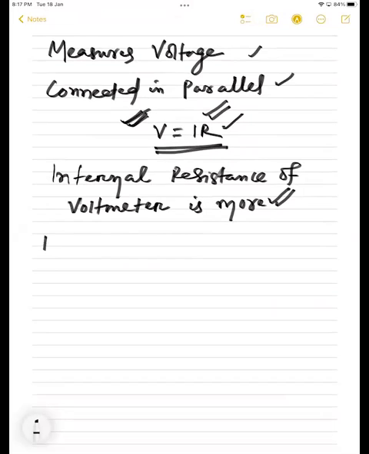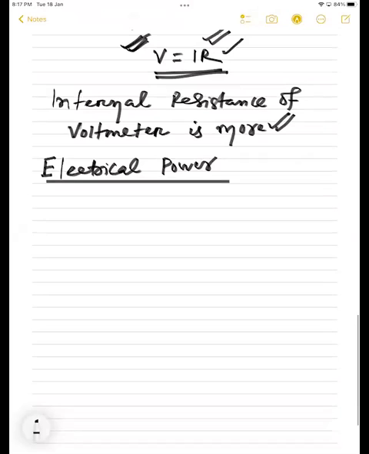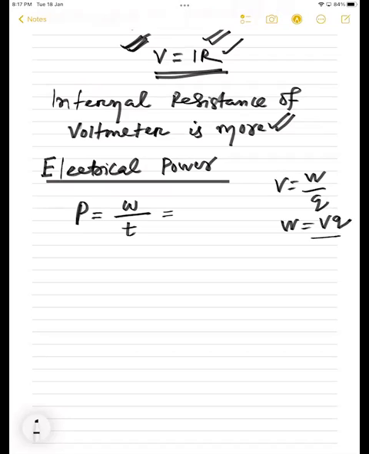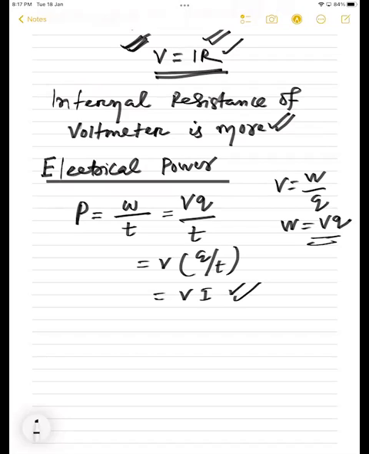Electrical power. So what does electrical power mean, students? Power is equal to W by T. And V is equal to W by Q, so W is equal to VQ. So you can write power as VQ by T, and Q by T is I. So power is equal to voltage into current.